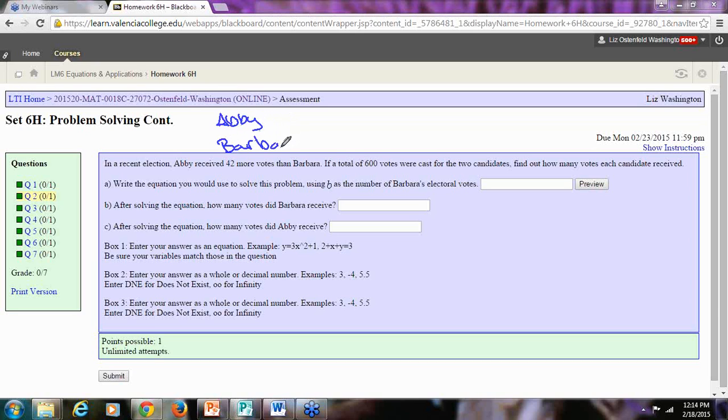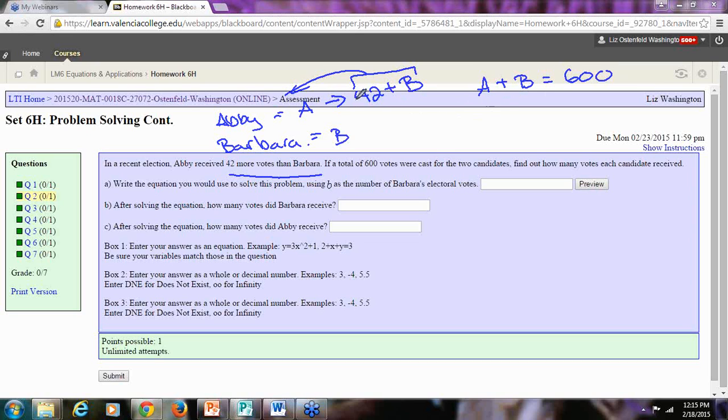These are our 2 variables. So I'm going to make A for Abby and B for Barbara. Give them a variable. Abby has 42 more votes than Barbara. That is an expression that represents how many votes Abby has. Okay, and it's describing how many votes she has by talking about Barbara. If the total number of votes is 600, so that means whatever Abby has plus whatever Barbara has should equal 600 votes. Find out how many votes each candidate received.